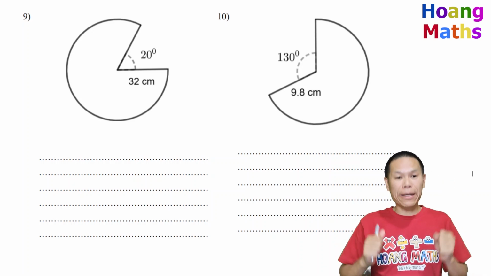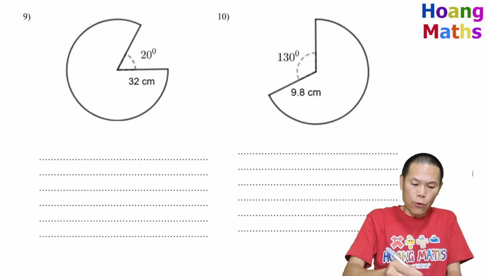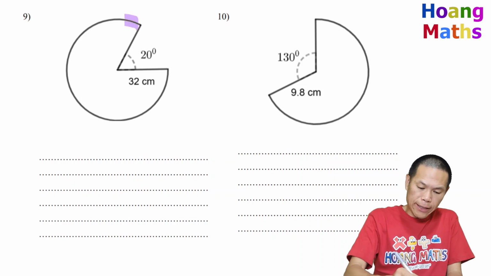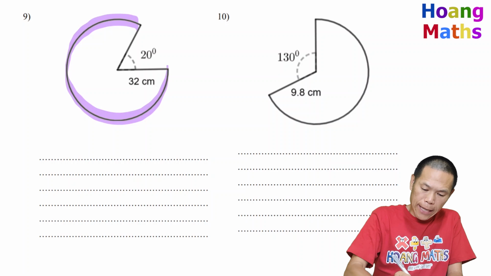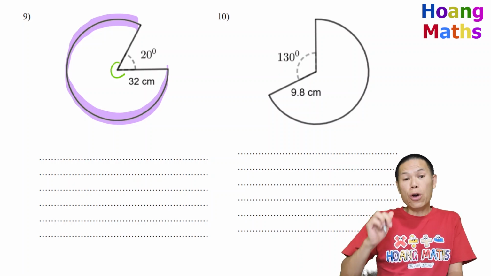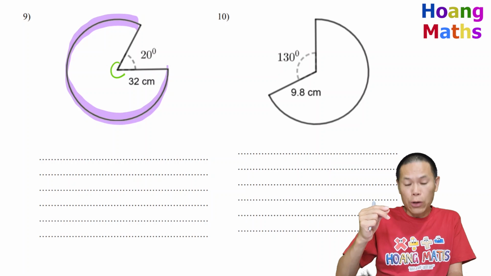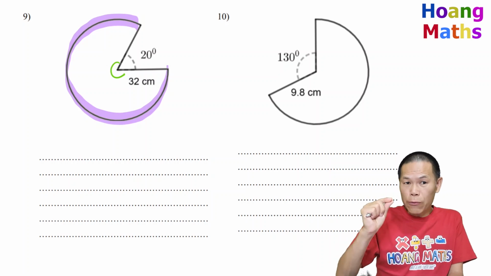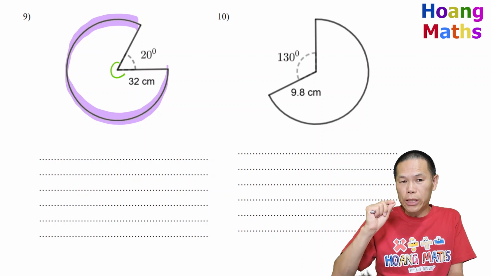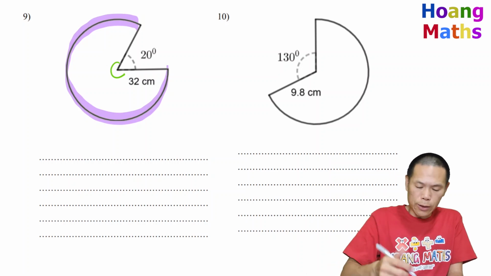Hi there, I'm back. How did you go? Let me go through it with you. So first of all, to find the length of this arc here, we need to find this angle first, okay? So we know that it's 20 degrees on the other side, the outer angle if you like, and we just need to work out 360 degrees minus 20 degrees. So that will give us 340 degrees.